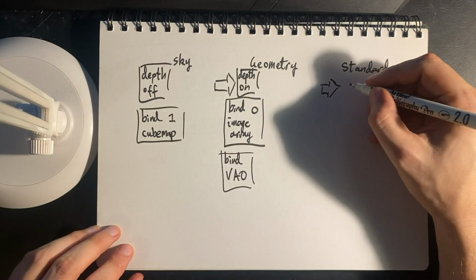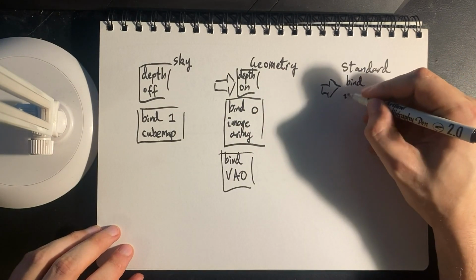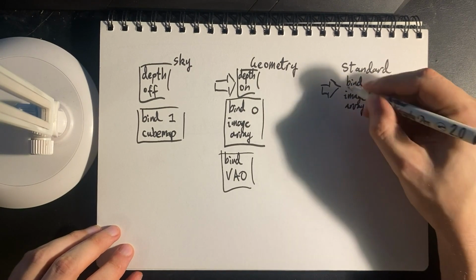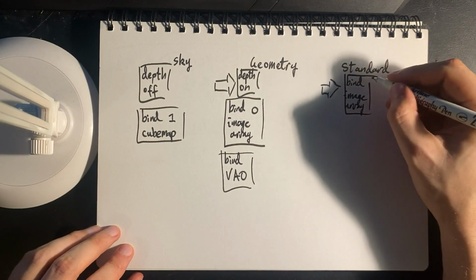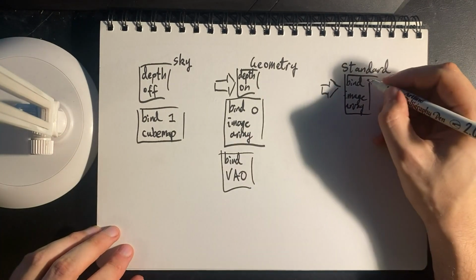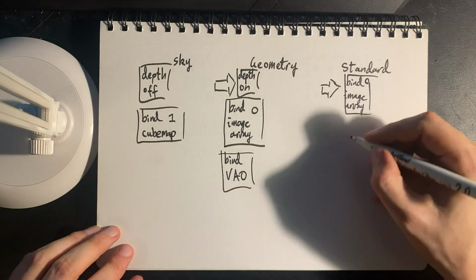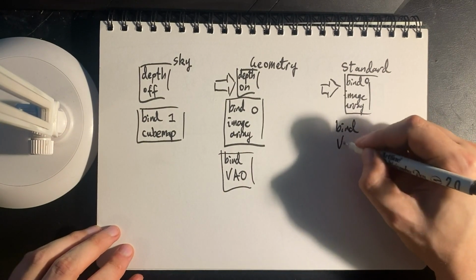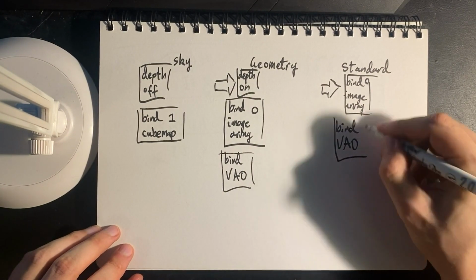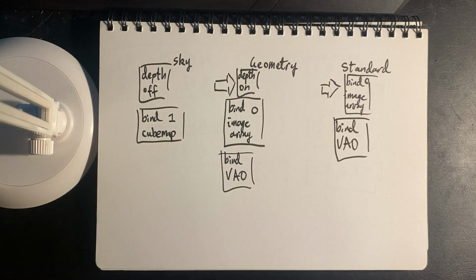Then before I do the rest of my drawing, I bind my image array, and that's the image array holding all the model textures and things, not the geometry textures. Again, that will be unit 0. And then I bind my VAO, which holds all of my model vertex data. And then I go ahead and draw objects and things. Okay, so hopefully this wasn't too heavy of an explanation, and it ties everything together.